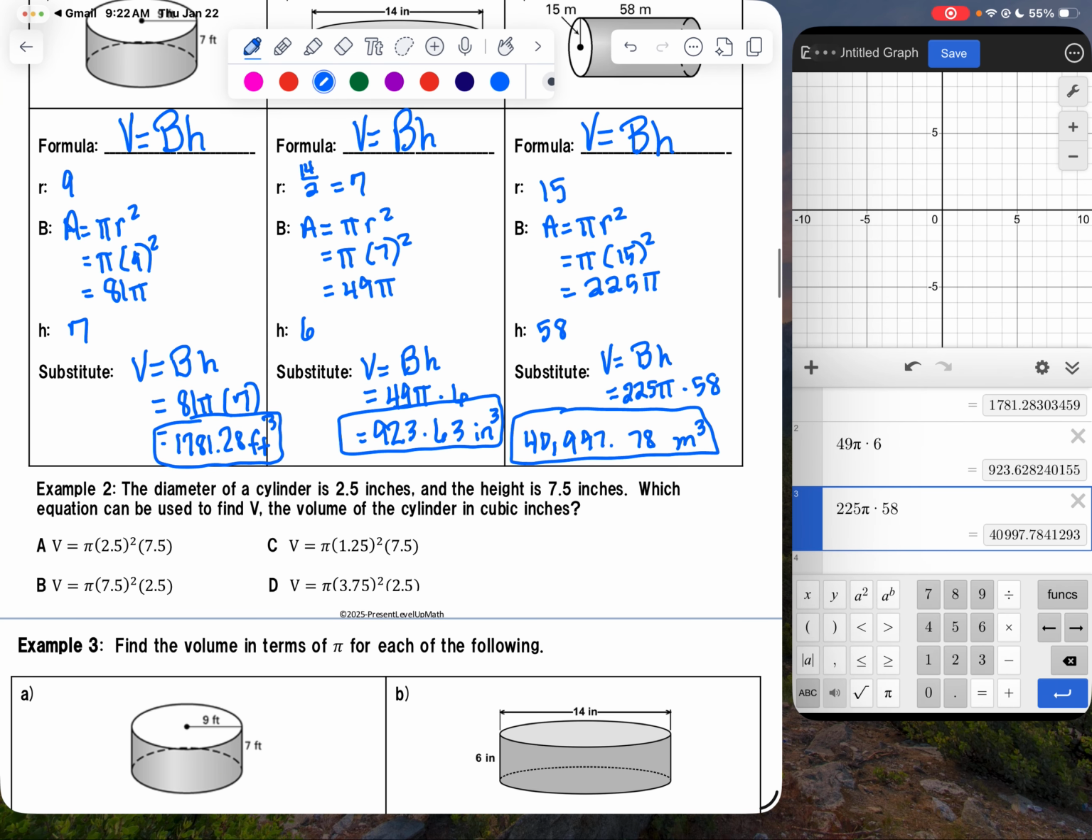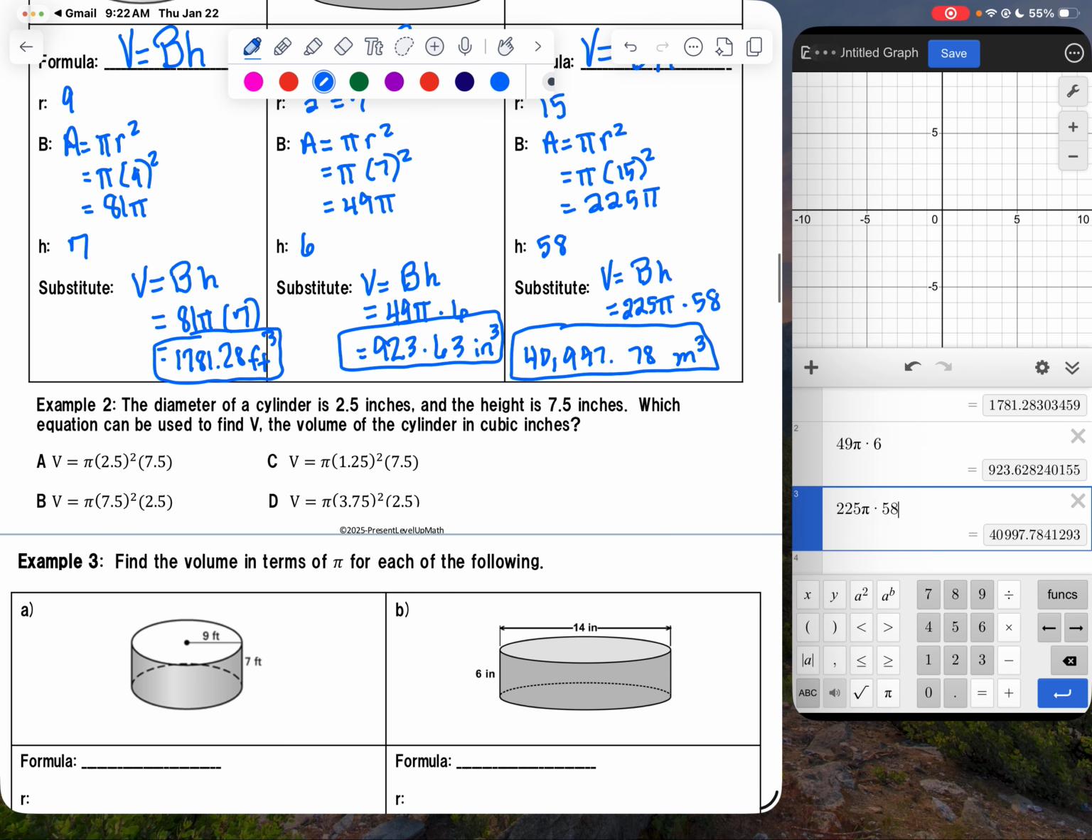All right, example 2. The diameter of a cylinder is 2.5 inches. The height is 7.5 inches. Which equation can be used to find V, the volume of the cylinder, in cubic inches? Pause the video and try this problem on your own.